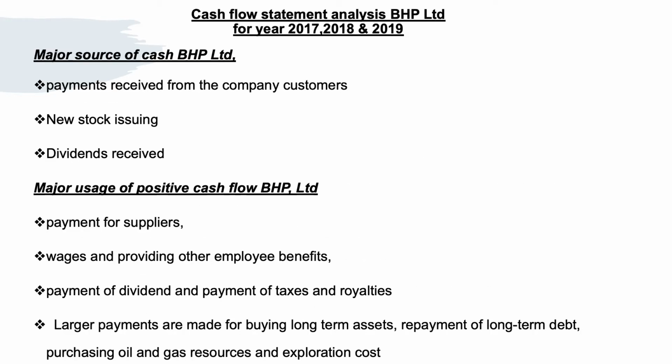So these are the major sources of cash in BHP Limited: payments received from the company's customers, new stock issuing, dividends received, and other major positive cash flows. Payments for supplies, wages, employee benefits, dividend payments, and taxes, including paying taxes and royalties.